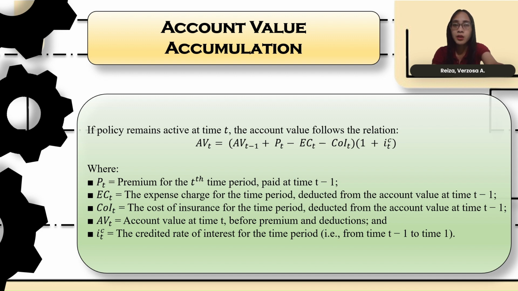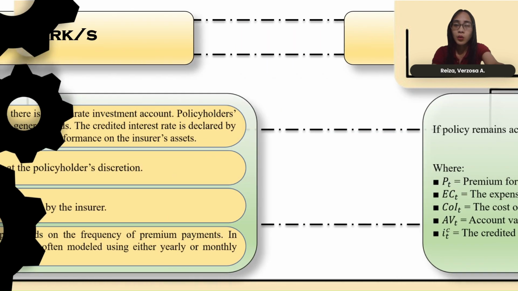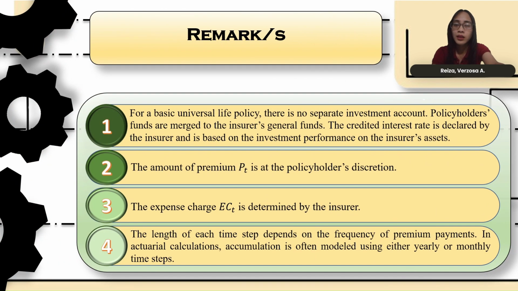In simple terms, the previous account value increases with premium payments, expense charges and insurance costs are deducted, and the remaining amount accrues interest at the credited rate i_t^c. But note that in a basic universal life policy, funds are pooled into the insurer's account. Also, the policyholder sets the premium, the insurer determines the expense charges, and the account's growth depends on the frequency of the payment.